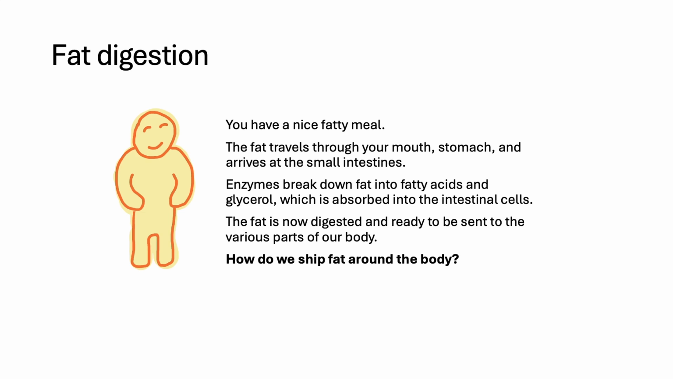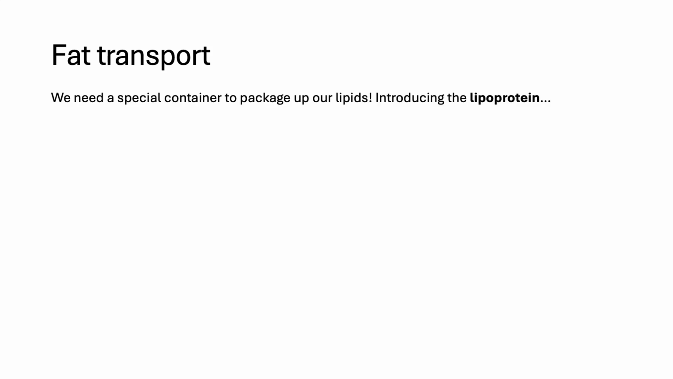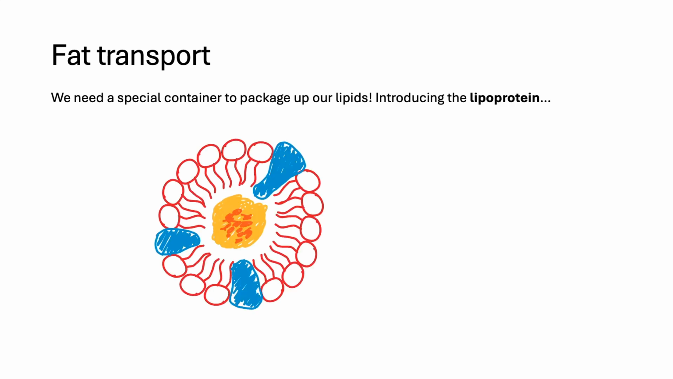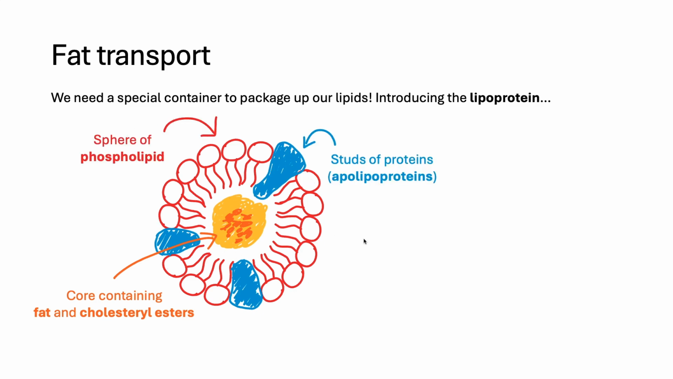The question now is, how do we ship this fat around the body? And that's the question of fat transport. We need a special container to package up our lipids, and so we're going to introduce the lipoprotein. The lipoprotein is this nice shipping container that lets us move fats from one part of the body to the next. At the core, we have fat and cholesterol. We have a sphere of phospholipids. And then finally, we have these studs of proteins, which are called apolipoproteins, or you might hear them being called apoproteins. Now, this is the basic structure of the lipoprotein.